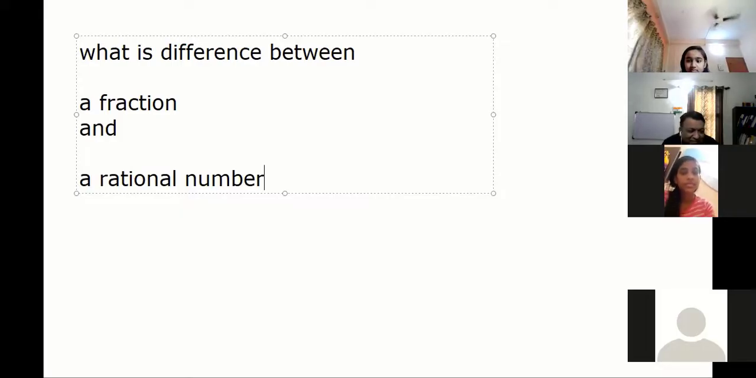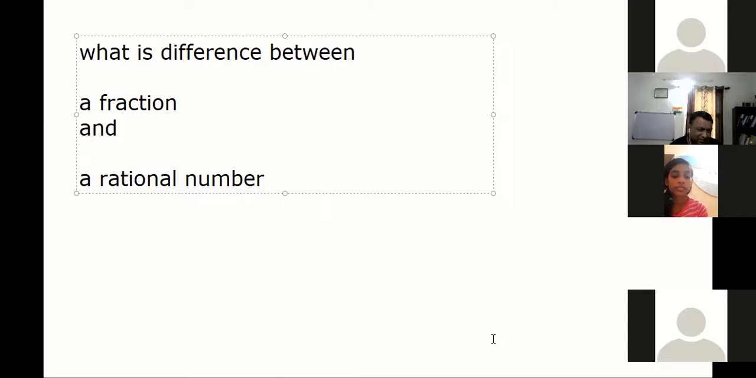Anybody? If you see my Instagram, I posted this, and believe me, 75% of people answered it wrong. Tell me. Any idea, anyone? Difference between a fraction and a rational number? A fraction has a and b as whole numbers and a rational number has integers. Say again, Astha, please. A fraction in the form of a by b will have whole numbers, where a and b are whole numbers, whereas a rational number is a by b, with a and b as integers. Give me an example.